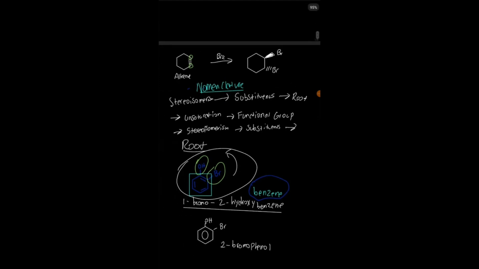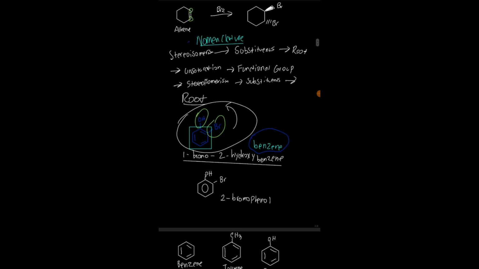And then we go into the root. The root we have here would be benzene. So benzene is a root. And then furthermore, if there are unsaturated functional groups, the stereoisomers of that, and then substituents off of that, and then another root.